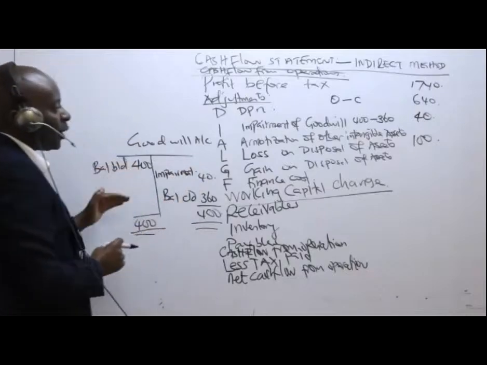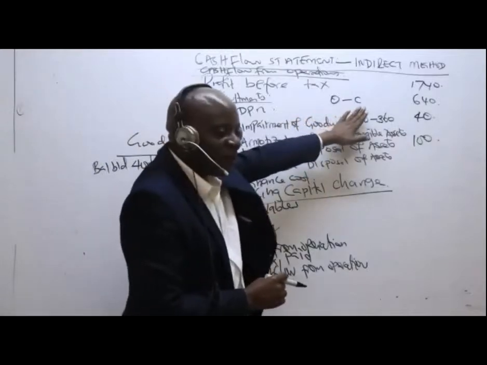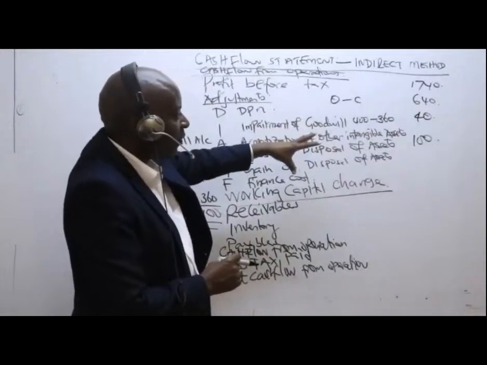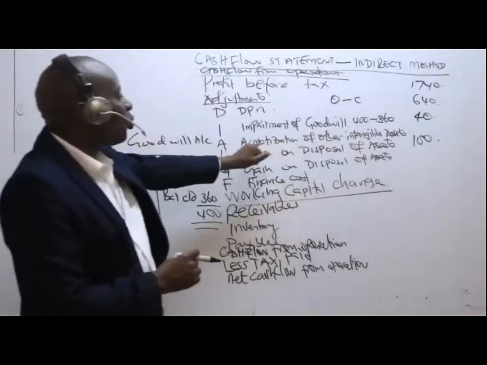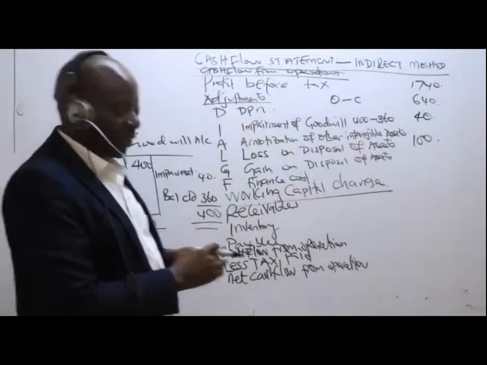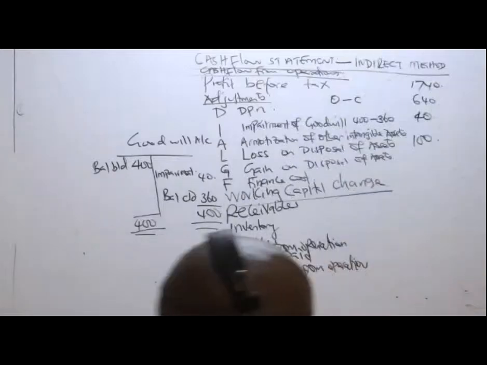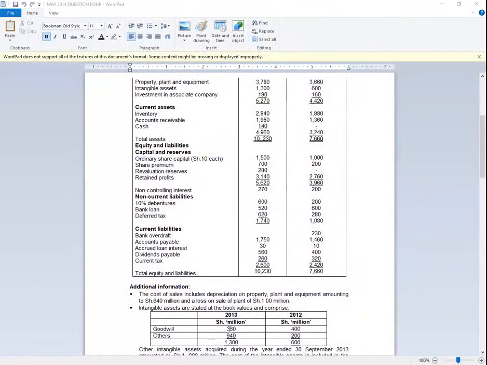But the better approach, especially for the Excel students, is this: opening minus closing. The oldest year given there is your opening. So opening was 400 minus 360. Please go to the other intangible assets. For the other intangible assets, this is what the examiner has given us.